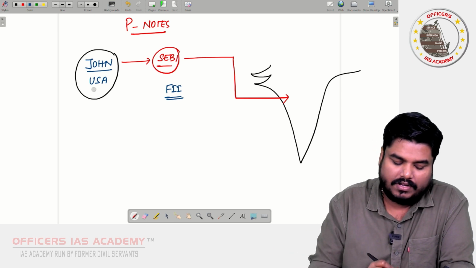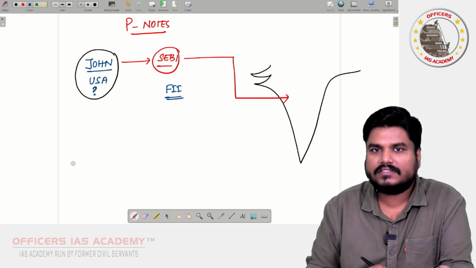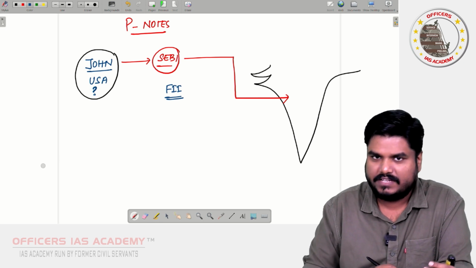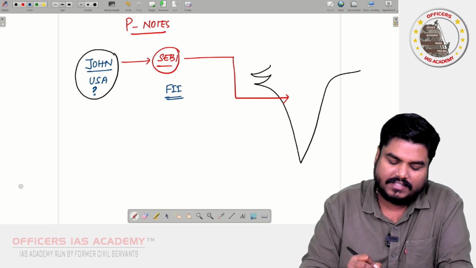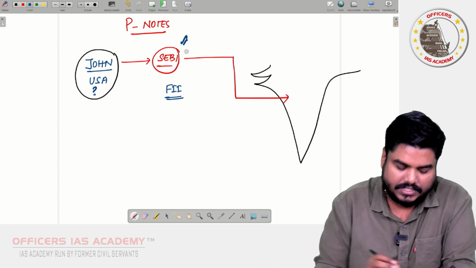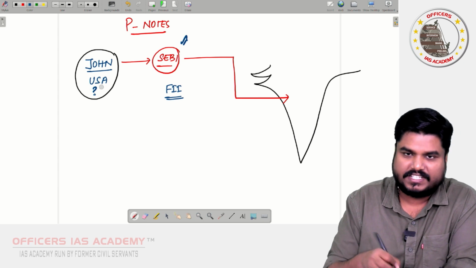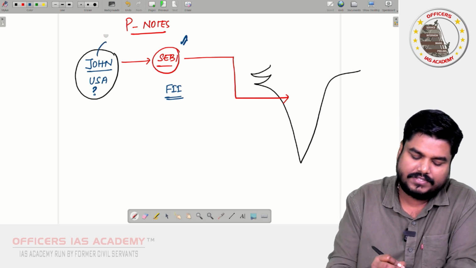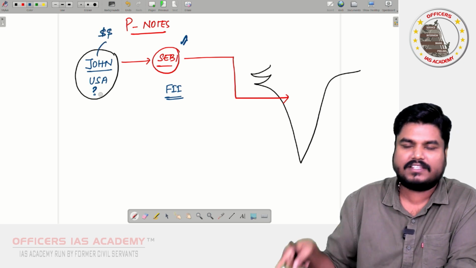Now, who is John? Where is he from? What is his address? How much money is he investing? In which company is he investing? Everything SEBI will know. Alright? Now imagine John in the first case. In the first case, John is putting his own money. He is having his own money. He is investing in India.